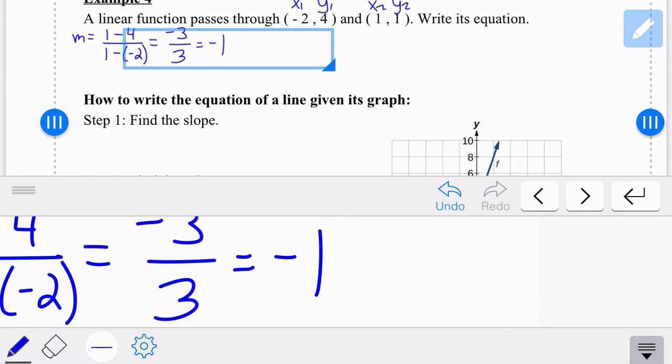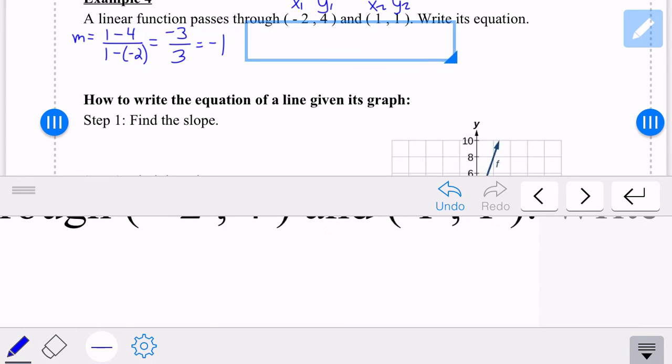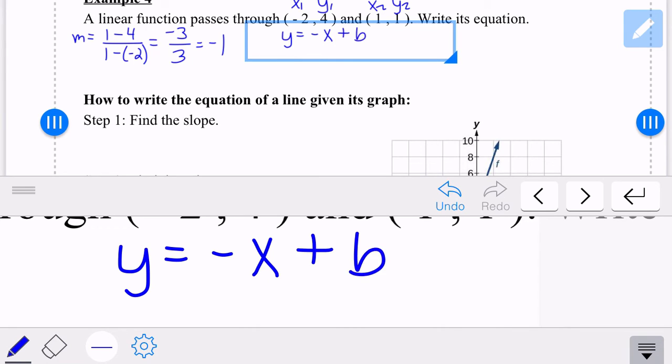Negative divided by a positive is going to be negative, so our slope's going to be -1. Now, how are we going to get b? Well, let's start off our equation for a second. So we've got y equals mx, which is negative. So I'm going to say -x, and then plus b. So I'm trying to find b.